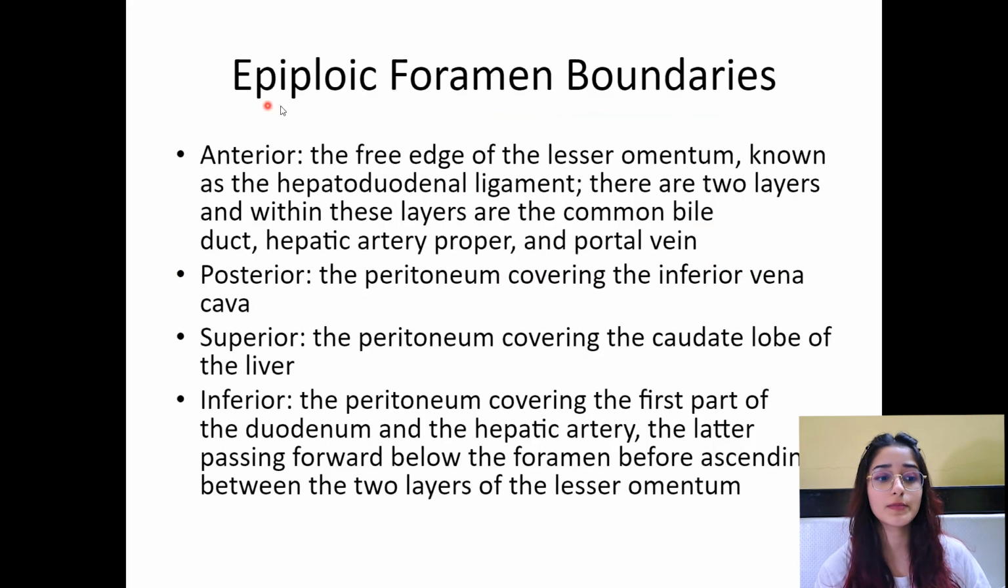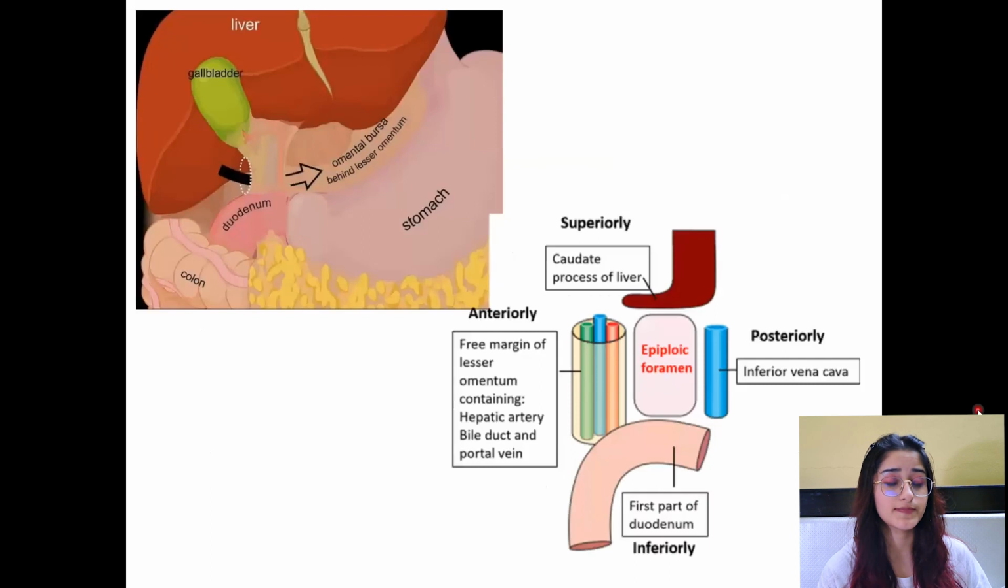Let's talk about epiploic foramen of Winslow. Anteriorly we have lesser omentum, also known as hepatoduodenal ligament. It is on the free edge of hepatoduodenal ligament. Posteriorly again we have peritoneum. Superiorly we have the caudate lobe of liver, and inferiorly we have the first part of duodenum and the hepatic artery. Let's see in this picture.